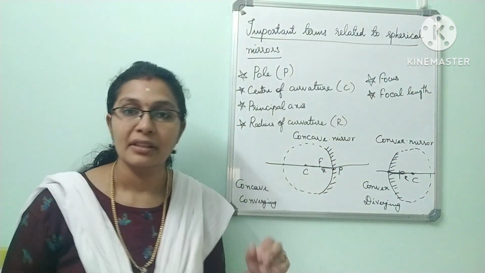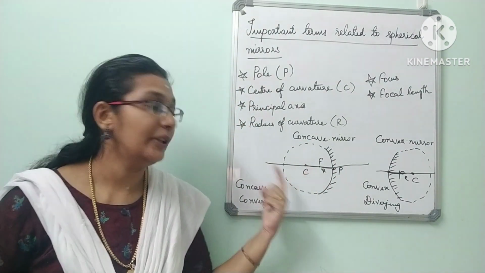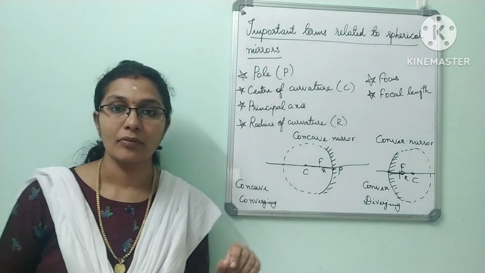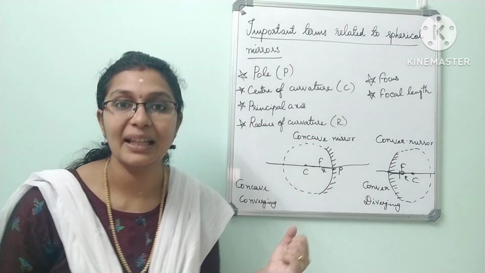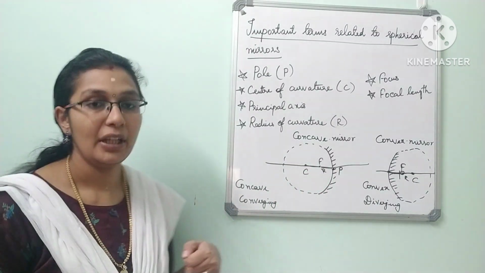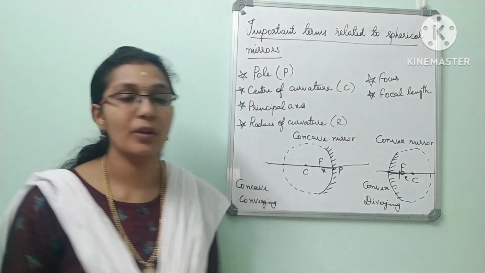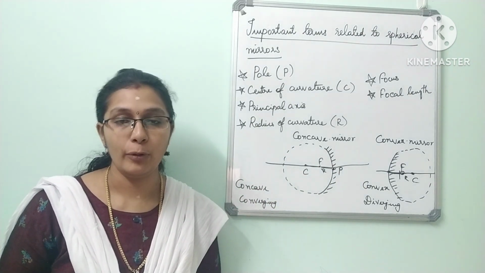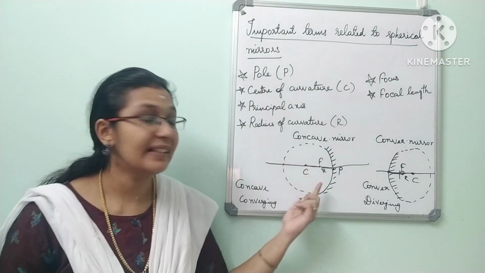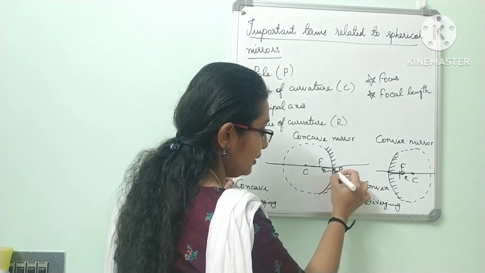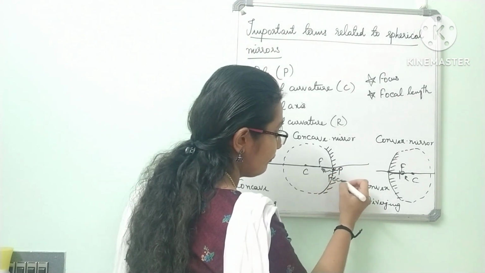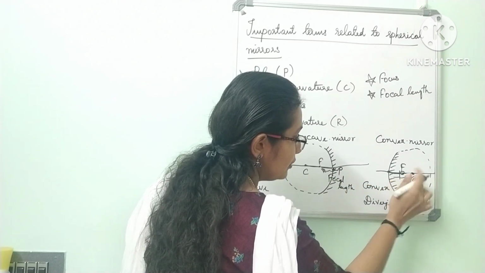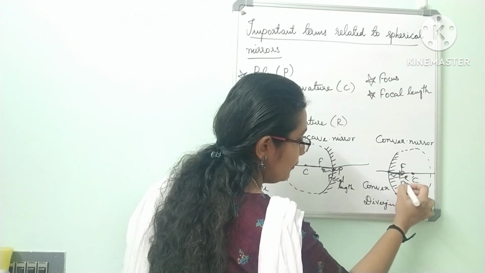The focus usually comes in between the center of curvature and the pole. Your focus will always lie between the center of curvature and the pole. So here is your focus. There is also something called focal length. Focal length is nothing but the distance between the focus and the pole. This distance is called the focal length.